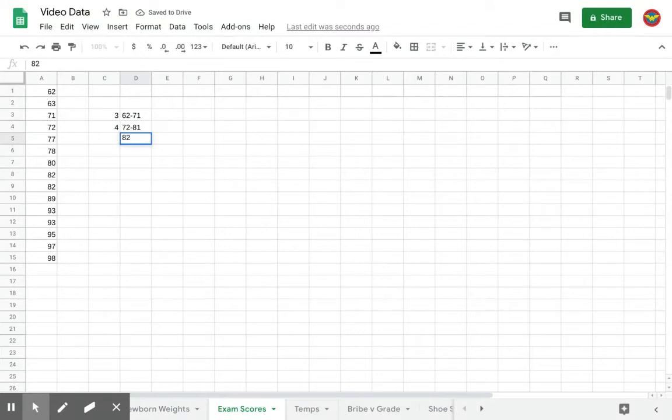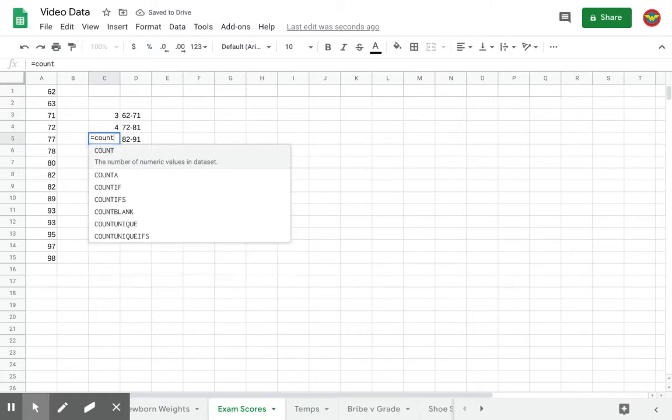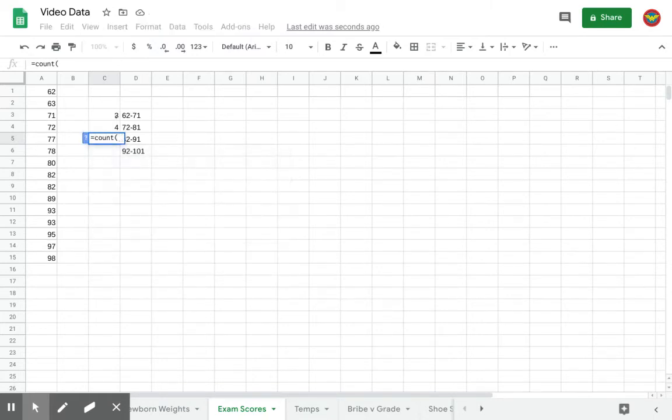And then 82 to 91. Let me put that last group here while I'm thinking about it, 92 to 101. And then I can continue to do my counts. So equals count. I'm using the limits here, parentheses. Let's see, this starts at 82 and it includes 91, but I don't have any. So I end up with 3 here.